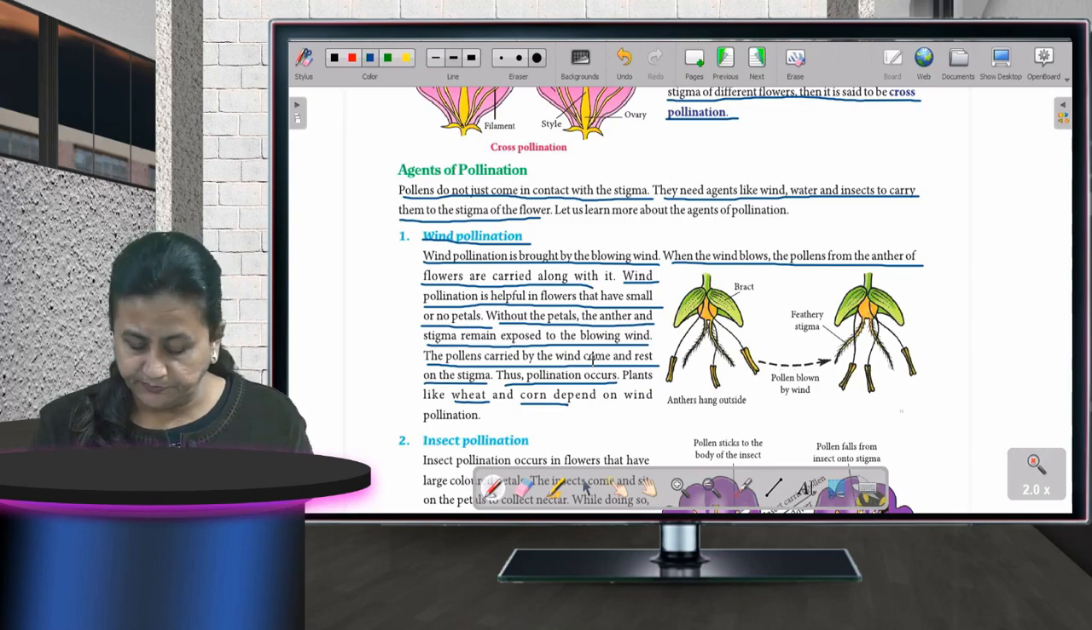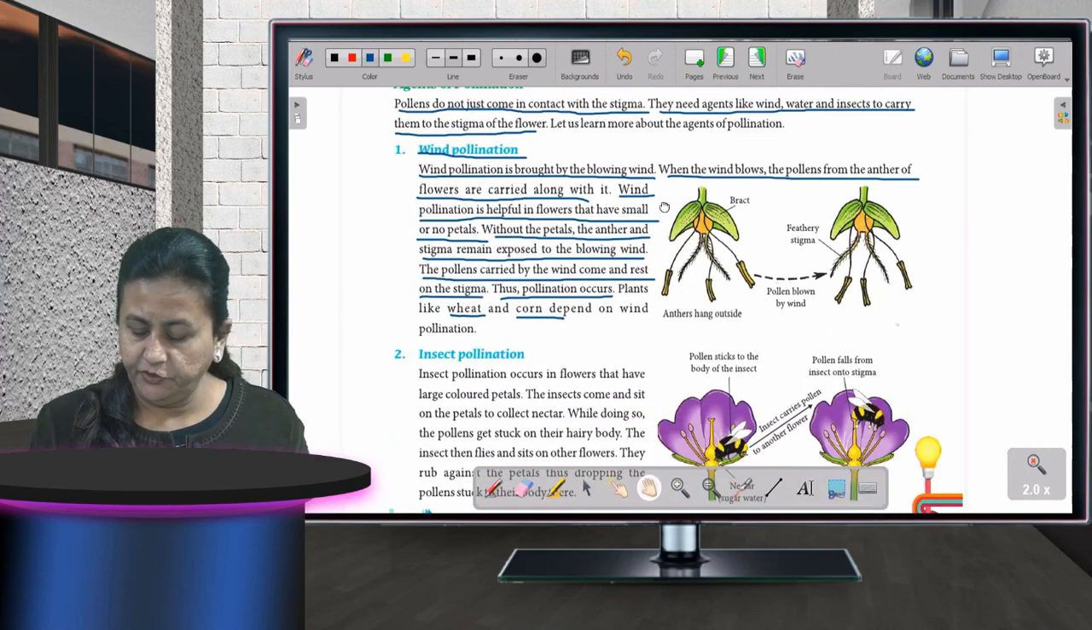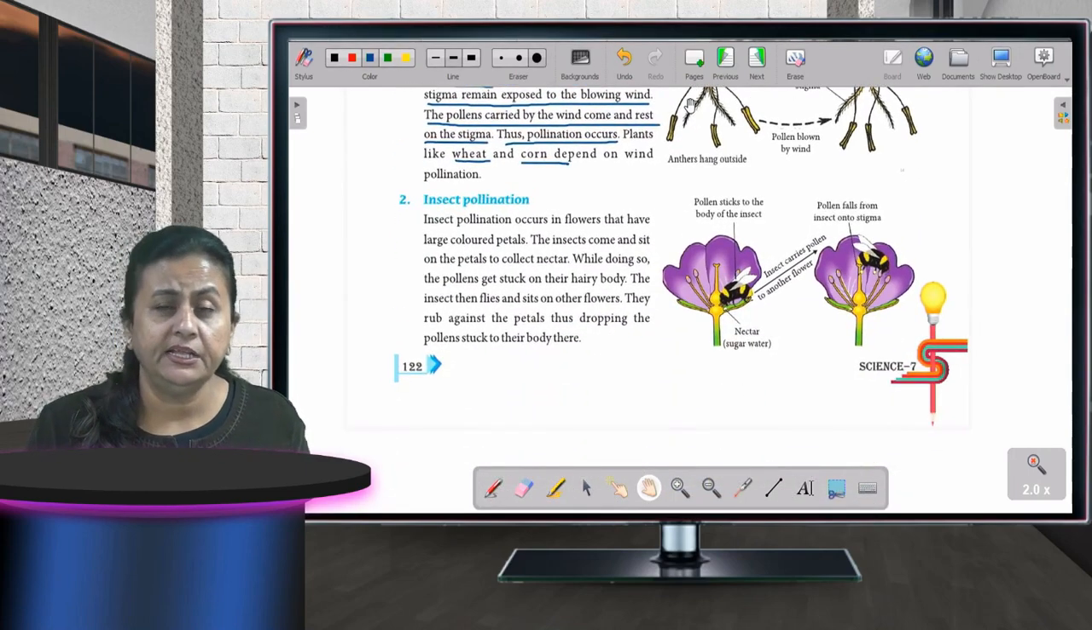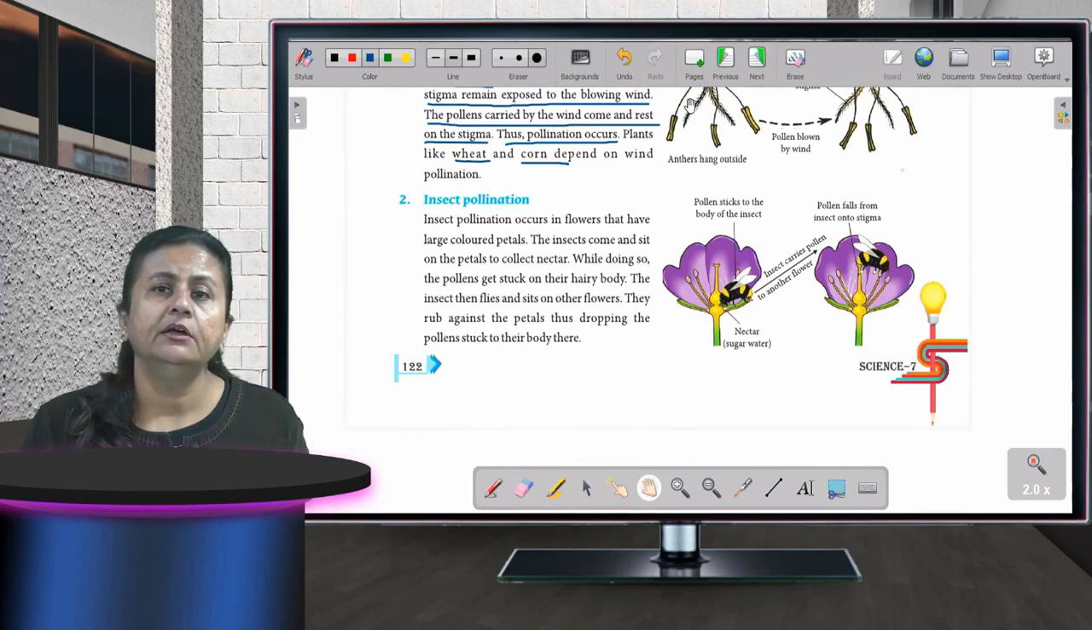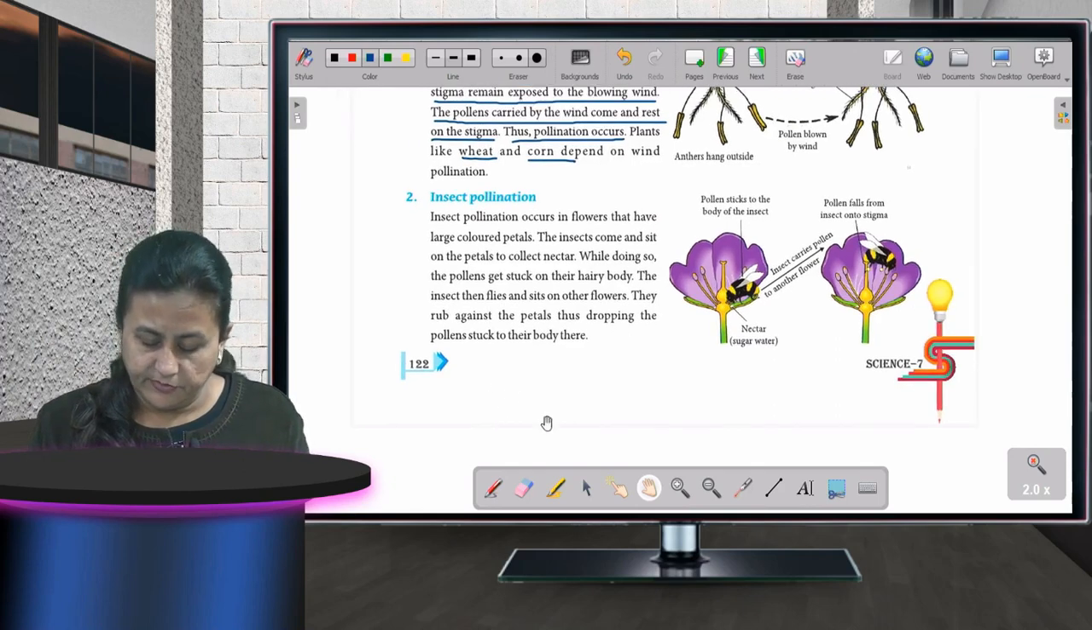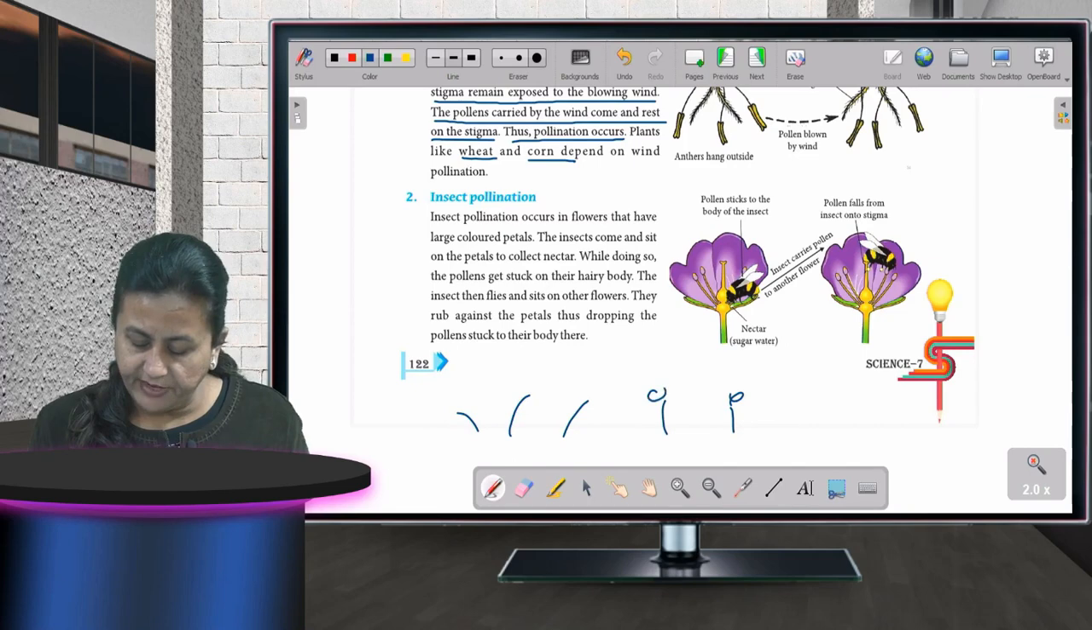Fine, children. Now second is insect pollination. You must have seen butterflies. There are many insects which keep on sitting on the flowers. Whenever they sit on that flower, the pollens get stuck on the body. Now the butterfly, suppose this is a garden. There are many flowers over here. What is happening now?